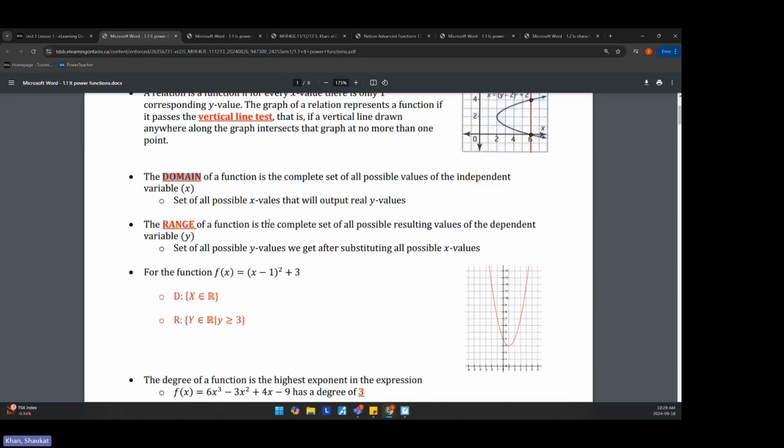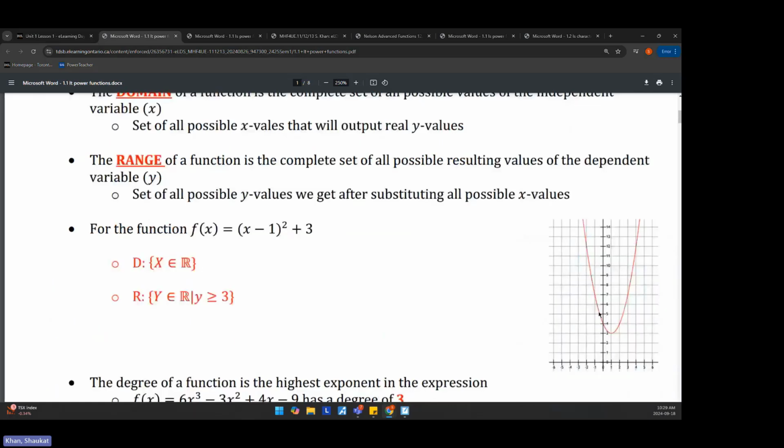Domain, simple definition, all possible values of x. Range, all possible values of y. And then we have domain and range for a specific example. Here we have a parabola. Domain is x belongs to all the real numbers, y belongs to all the real numbers, but y has to be bigger than or equal to 3.